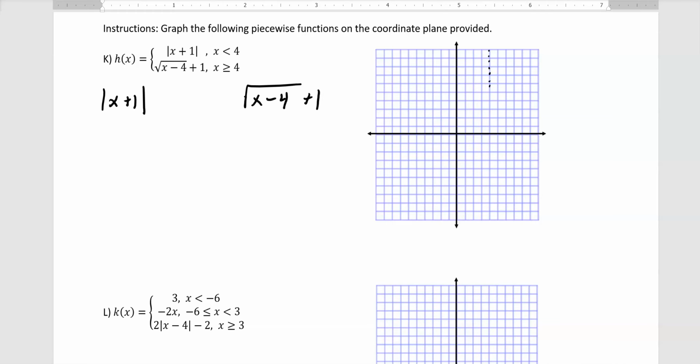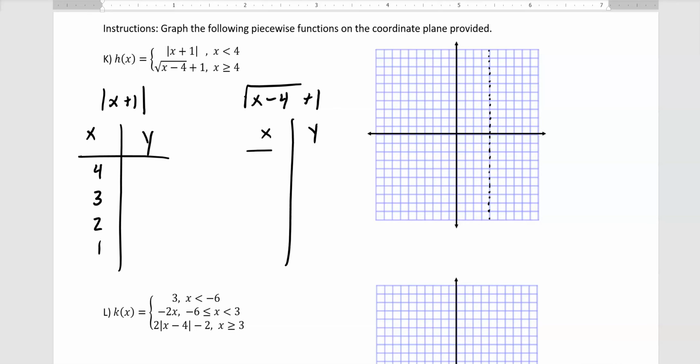I like to place a dotted line right on that domain restriction. For the absolute value, we want values of x that are less than 4, so we can go 4, 3, 2, 1, and go from there. And for our square root function, we want values that are greater than or equal to 4. So we'll go 4, 5, and then let's do 8 as well. The reason I did that will become apparent in a sec.